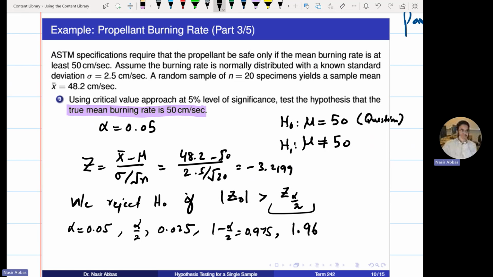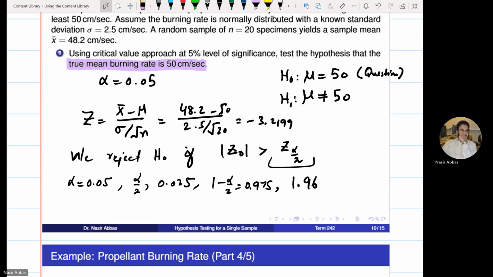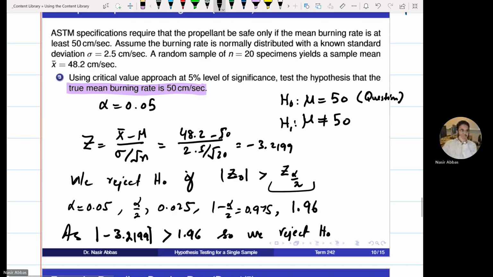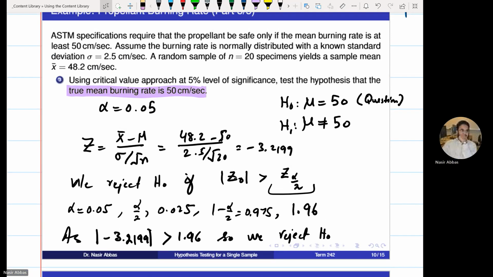It's 1.96. Now, is the absolute value of 3.2199 greater than 1.96? So we reject H naught. What is the conclusion? The mean burning rate is not 50. It's different from 50. Whether it's more than 50 or less than 50, we will not comment, but it is not 50.